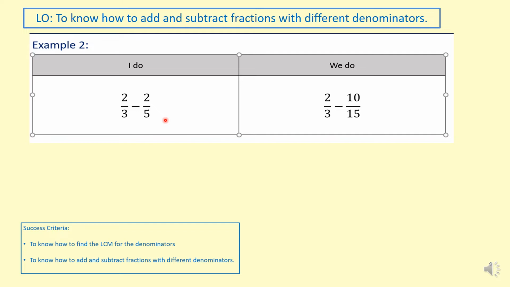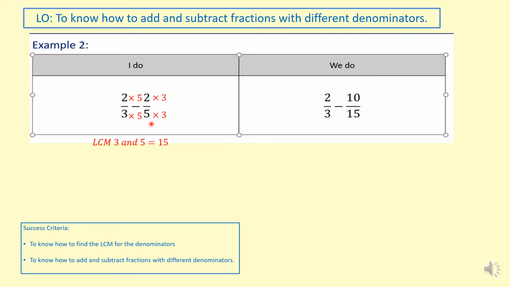Write the times table for 3, write the times table for 5, and check which one is in common in both of them and is the lowest one, which is 15. So you need to make both denominators 15. What number do I need to times 3 by to get to 15? Times by 5. You do the same things at the top. What number do I need to times 5 by to get to 15? Sorry, times by 3, and you do the same things at the top.